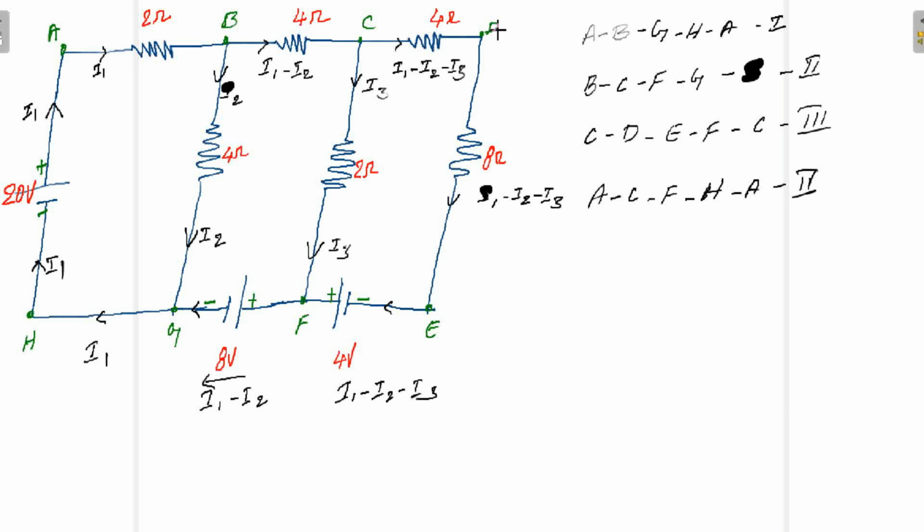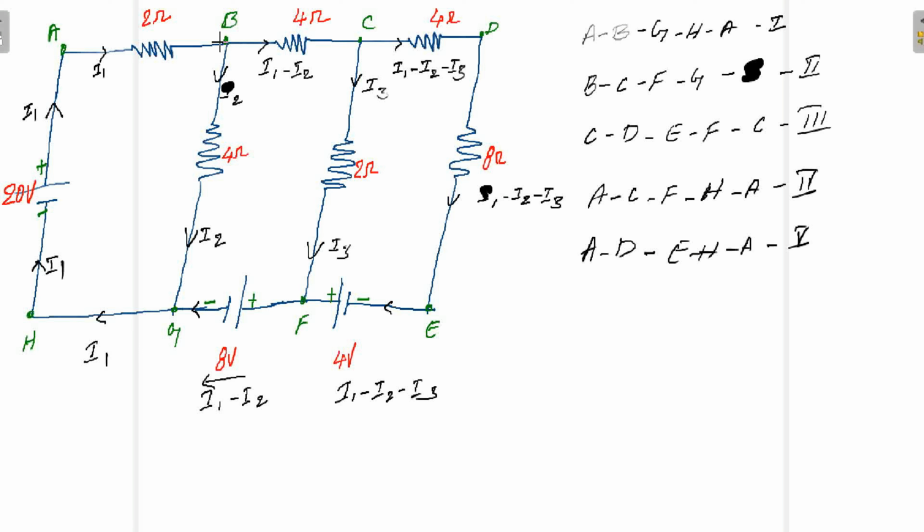The next one is A, D, E, H, A. This is your fifth loop.